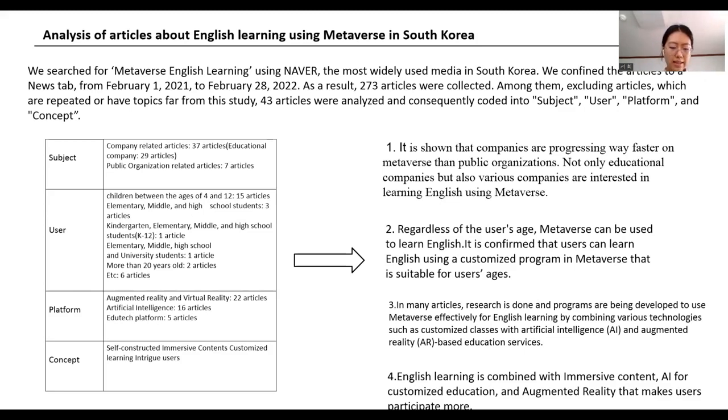It is shown that companies are progressing way faster on the metaverse than public organizations. Not only educational companies, but also various companies are interested in learning English using the metaverse. There were two cases in which public institutions cooperated with companies to utilize the metaverse in English learning, not by themselves.